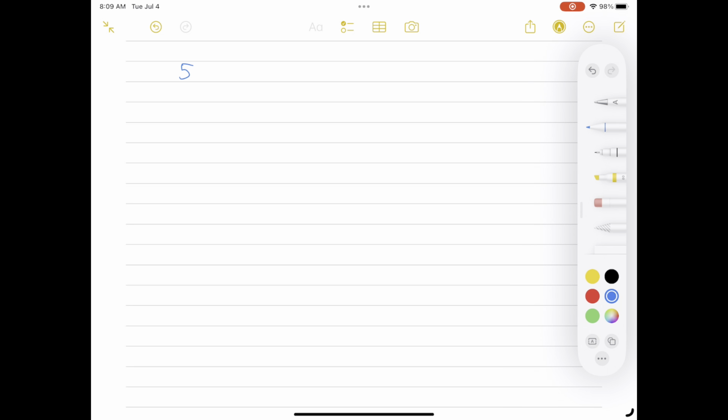Find 58 divided by 2.4 and round the solution to the nearest tenth. So we write out the equation and we draw out the problem. 58 divided by 2.4. Spread out the digits. Make sure you can see everything nice and clearly.